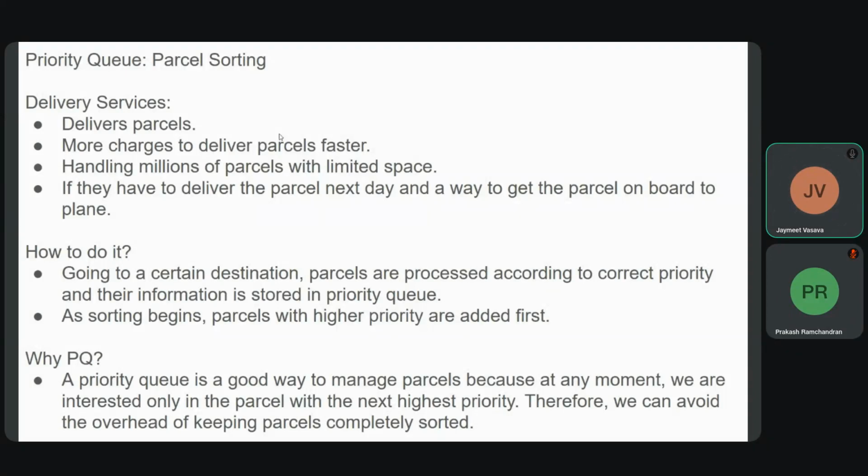Going to a certain destination, parcels are processed according to their priority, and their information is stored in the priority queue. As sorting begins, the parcels with the higher priority are added first. So why use a priority queue? A priority queue is a good way to manage parcels because at any moment we are interested only in the parcel with the next highest priority.